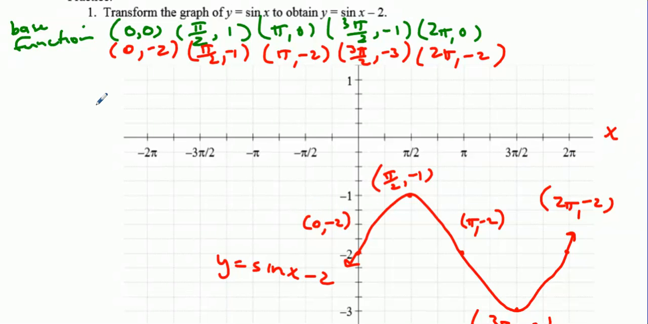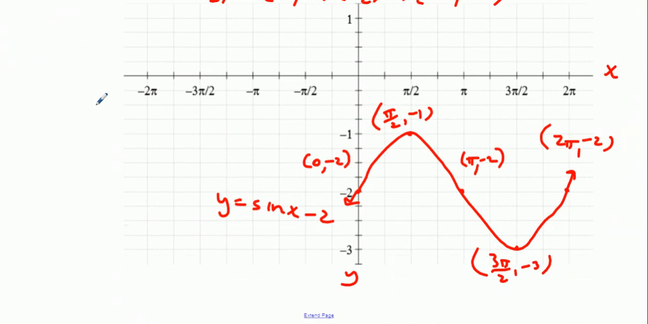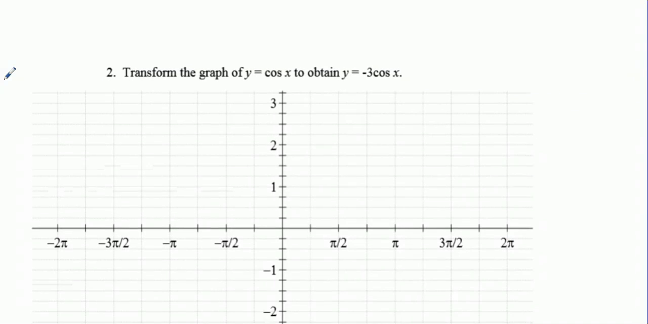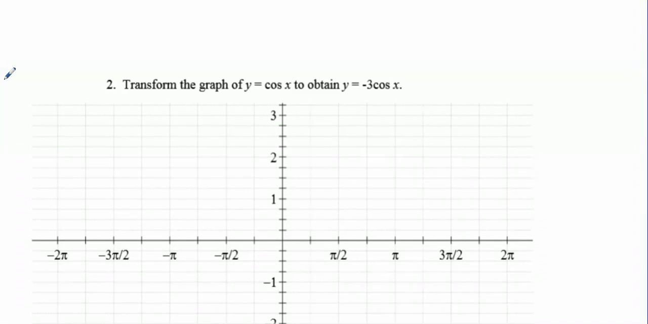Okay, that's it for that one. Transform the graph of y equals cos x to obtain y equals negative 3 cos x. So again, if you want to graph the original and then apply the transformation to the points on the original, that's fine too. I'm just going to do it as a sort of a table here.